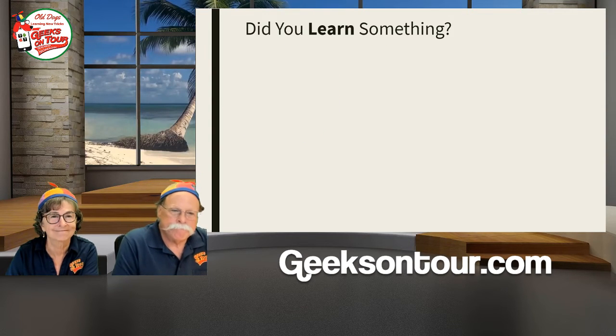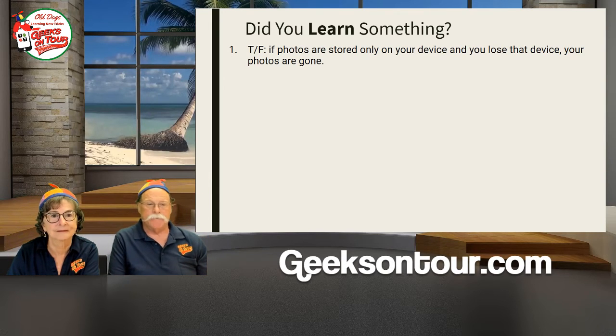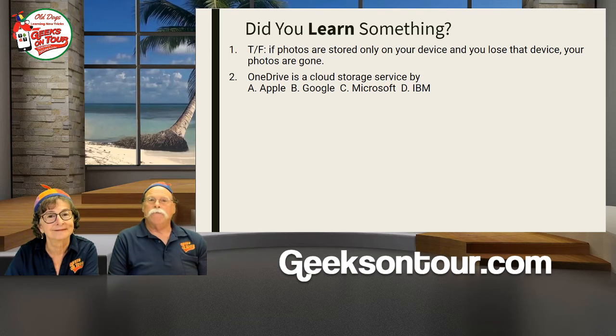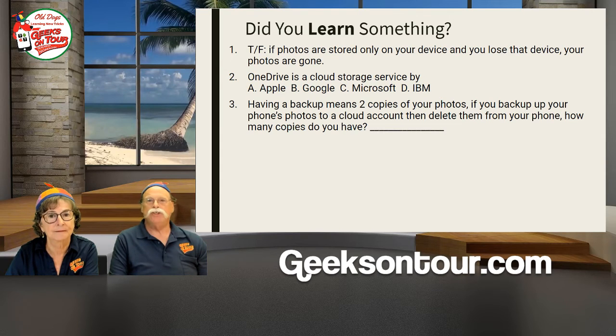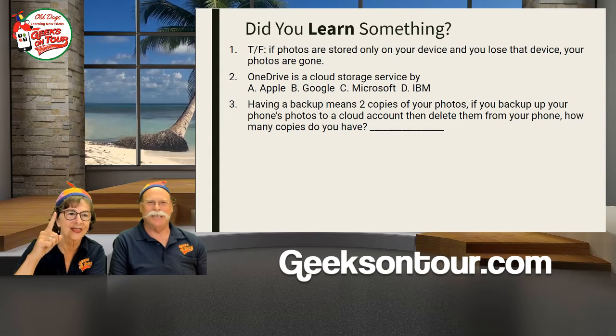Did you learn something? True or false? If photos are stored only on your device and you lose that device, your photos are gone. True. They're nowhere else if they were just on your device. OneDrive is a cloud service by A, Apple, B, Google, C, Microsoft, or D, IBM. Microsoft. Having a backup means 2 copies of your photos. If you back up your phone's photos to a cloud account, then delete them from your phone, how many copies do you have? 1. And that's not enough.